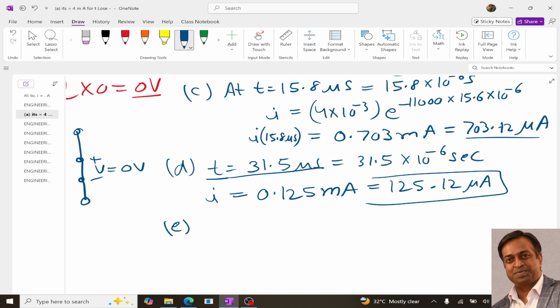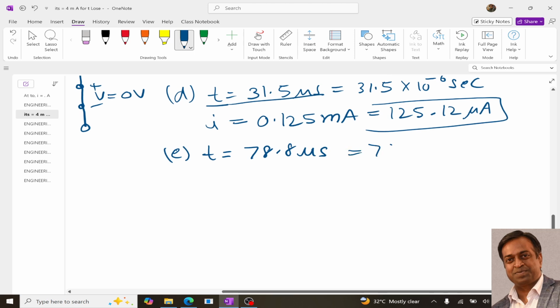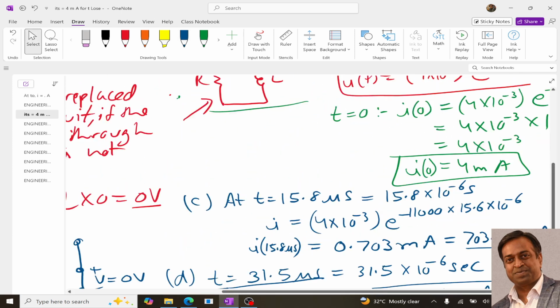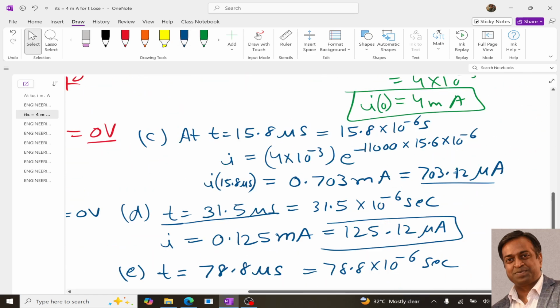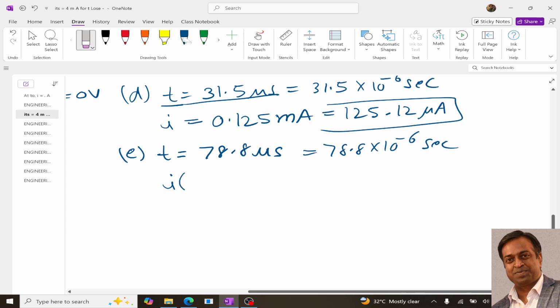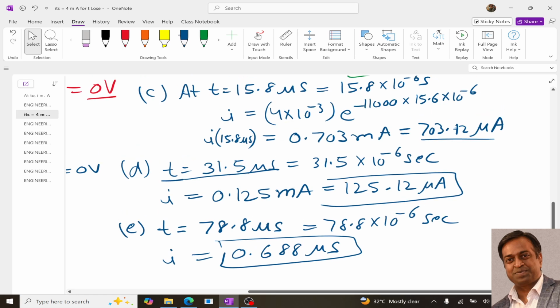Now in the E part, we need to determine I at t equals 78.8 microseconds. Again substituting, this is 78.8 into 10 power minus 6 seconds. Substituting this in the expression of the current, we will get the current as 6.68 microampere, right?